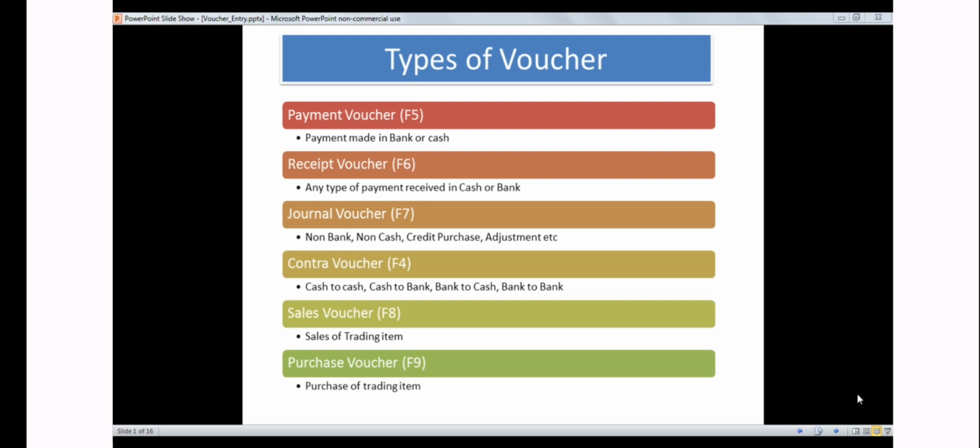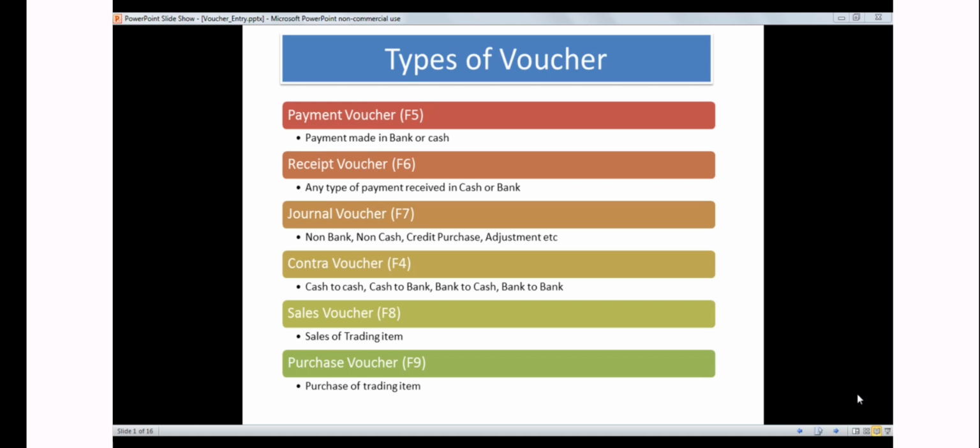The fourth type of voucher is contra voucher. The shortcut is F4. Cash to cash, cash to bank, bank to cash and bank to bank. It is very easy to understand. Under this voucher, most of the transactions happen within the company or within the company's various accounts. Cash is considered as one of the accounts. Now the company's bank accounts, let's say they have a bank account in ICICI and also in HDFC. So those are again different accounts.